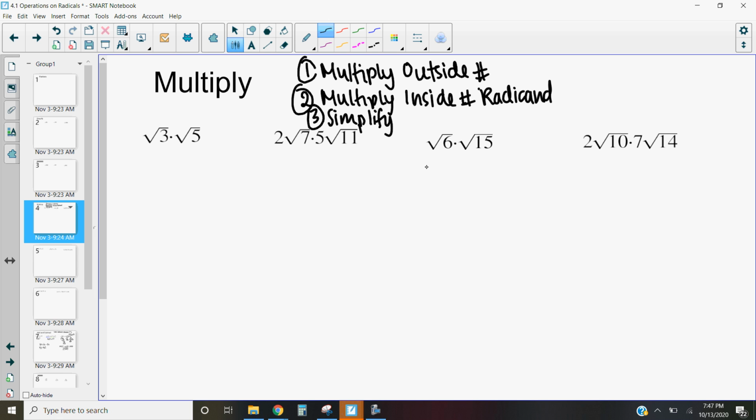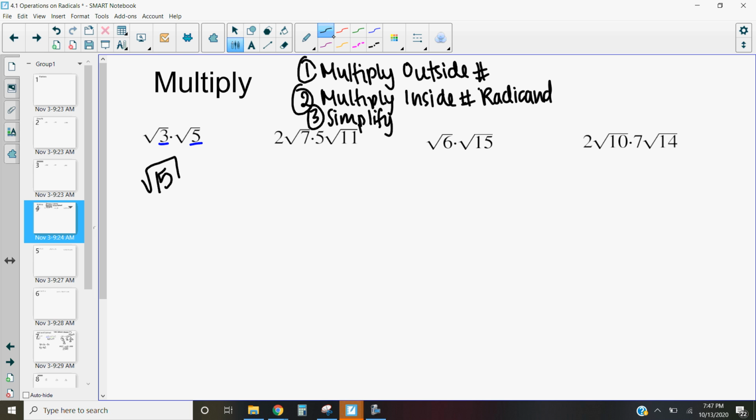So multiply the outsides. These first two have no numbers on the outside, or 1, so 1 times 1 is 1. Great. Multiply the numbers on the inside: square root of 3 times 5 is 15. Now we can tell whether or not something simplifies by looking at the numbers. Do you see how 3 and 5 are both prime numbers? If they're both prime, then this square root of 15 is as simple as it gets. If for some reason they weren't both prime, then there might be a factor that we can factor out, and we want to look into that.